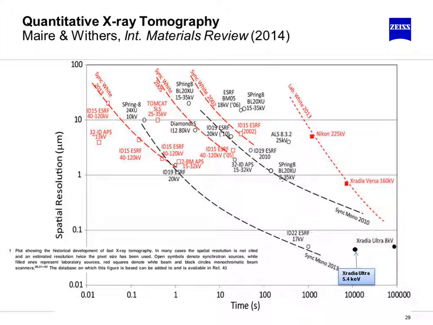Here's a diagram which was from Phil Withers' recent paper in International Materials Reviews, called Quantitative X-ray Tomography. It's a fantastic review article, and I really recommend it to you all. What Phil and Eric Maire have done is compare the spatial resolution with the acquisition time for a range of different synchrotron sources, and also for a few lab sources. And I've highlighted here the Xradia ZEISS Ultra and the Xradia ZEISS Versa. I think that should show up hopefully on the next image, where you can see we've circled those instruments, which are the lab instruments that we have here at UCL.